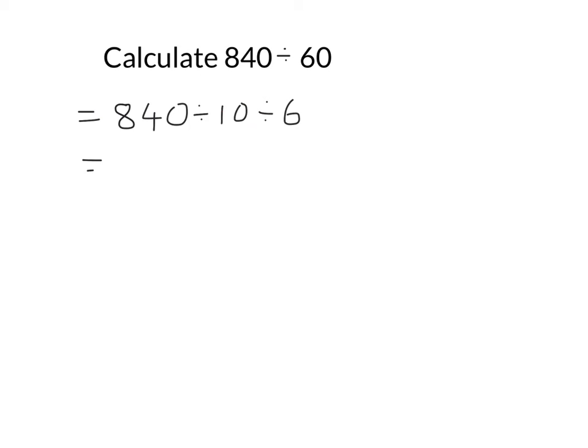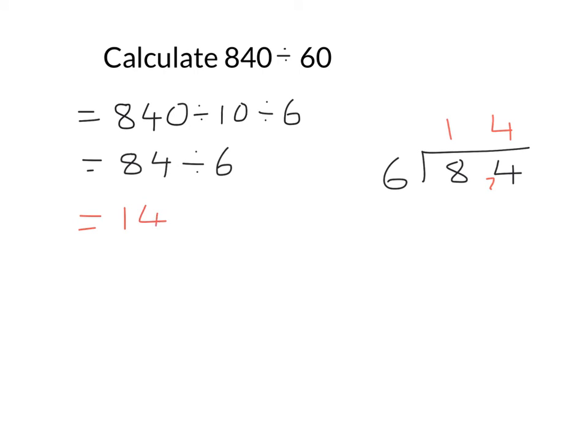We're moving one place to the right in our place value, and we would have 84 divided by 6. And this is a calculation we will just carry out at the side. So 6 into 8 goes once, remainder 2. 6 into 24 goes 4 times. So there are 14 lots of 60 in 840. 840 divided by 60 is 14.